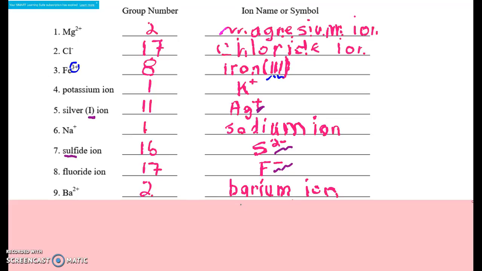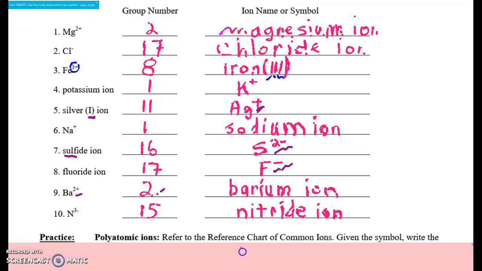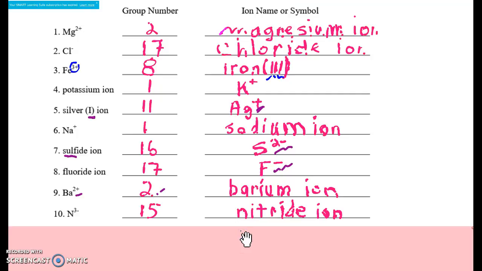Barium is an alkaline earth metal, +2, right? So that's in group 2, and we call it barium ion. And our final one is nitride, group 15, nitrogen, NITR is the root, nitride. That one has a -3 charge. All right, on to the polyatomic ions.